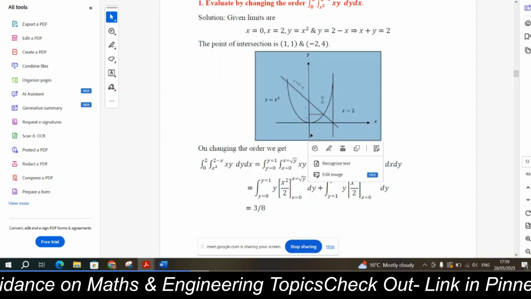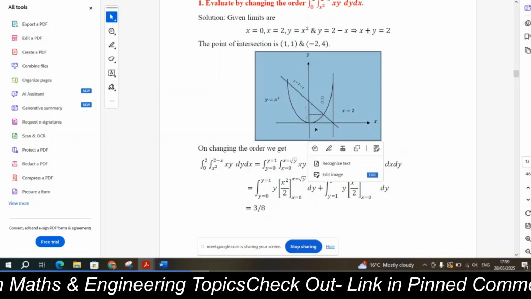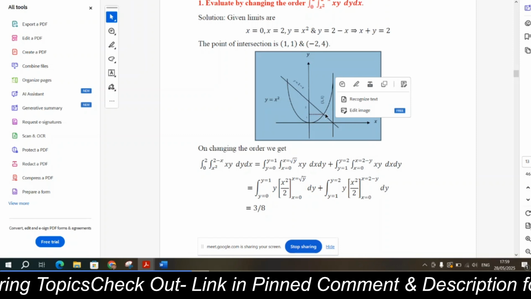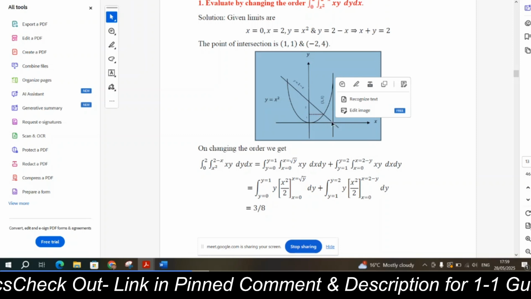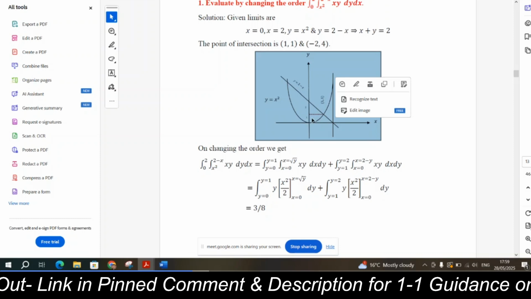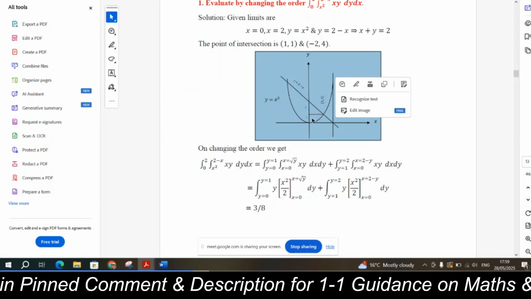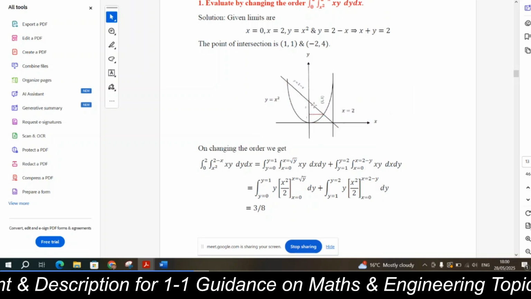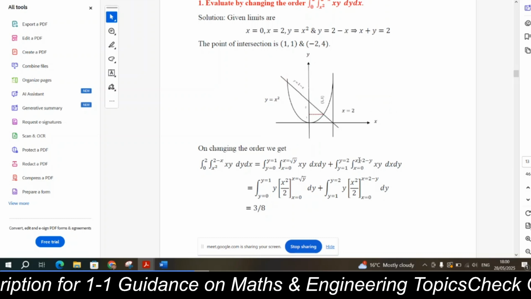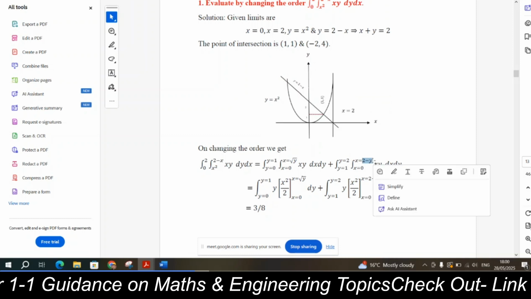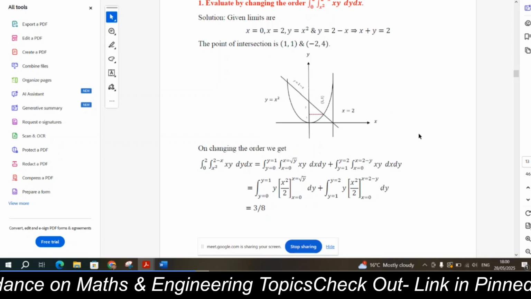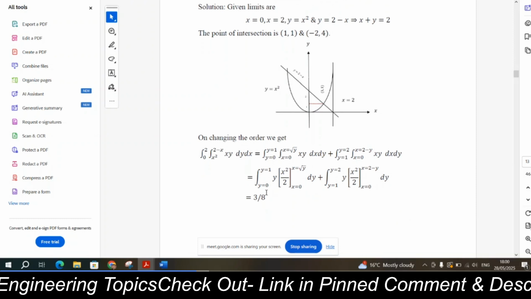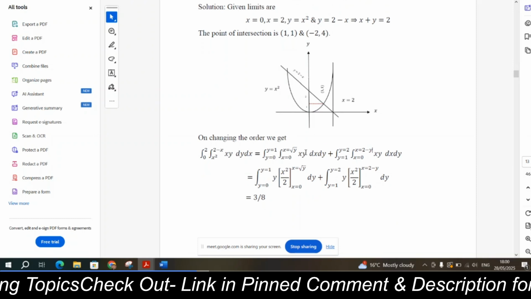What has happened? Your limits of x you have changed. Instead of looking at x equal to 0 to x equal to 2, you are now going from y is equal to 0 to y is equal to 1. It is your point of intersection. Over here, your x is actually changing from 0 to root y. But on the other side, you're starting from x equal to 0 and it's going to x equal to 2 minus y, which is your straight line. And then you are doing the integration.